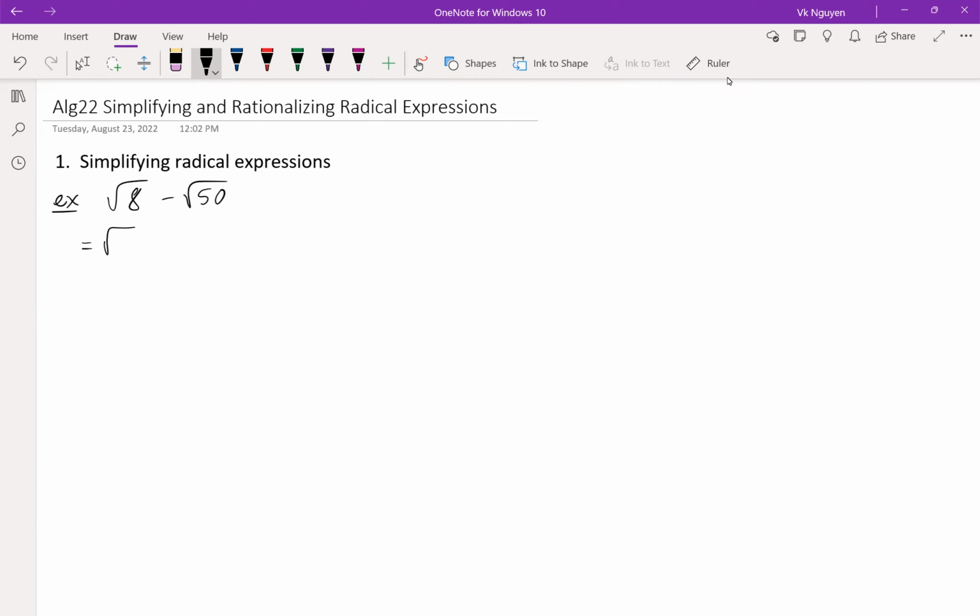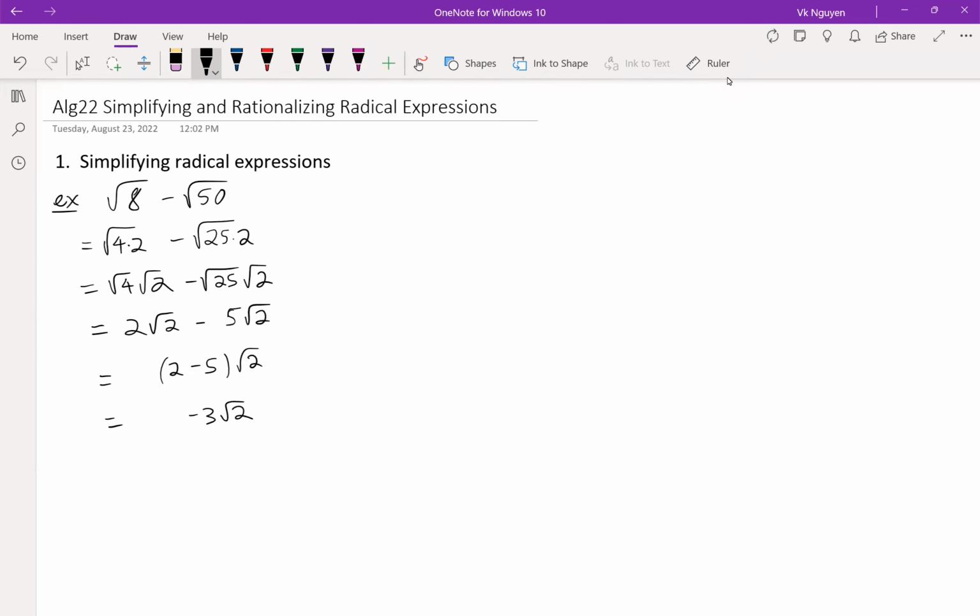Root 8 is the same as root 4 times 2. Root of 50 is the same as root of 25 times 2. So we have root 4, root 2 minus root 25, root 2. 2 root 2 minus 5 root 2. We have the same radical, root 2. It is a common factor. So we can factor out the root 2. And we have 2 minus 5, negative 3 root 2. Pretty cool, huh?